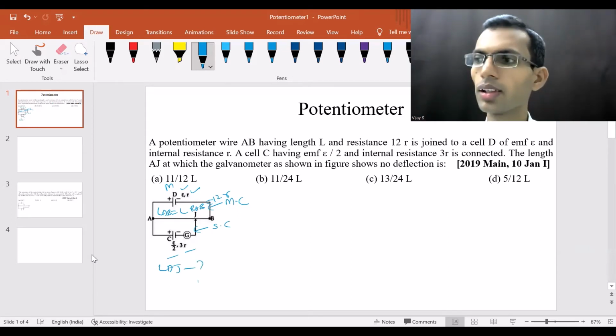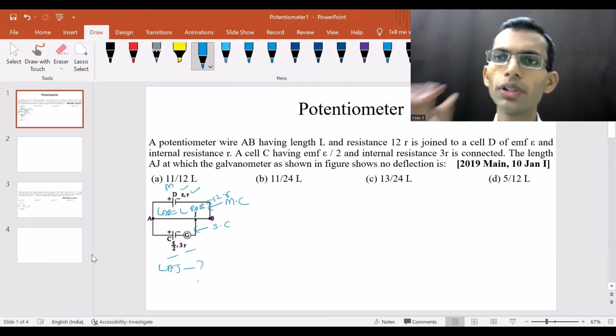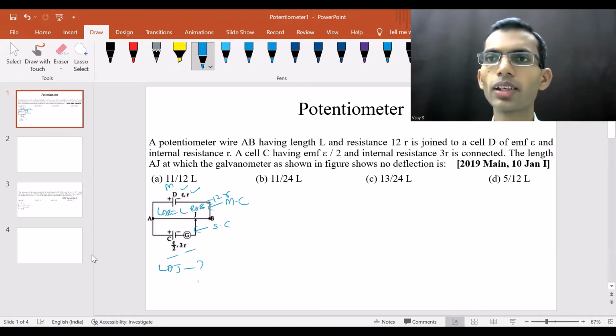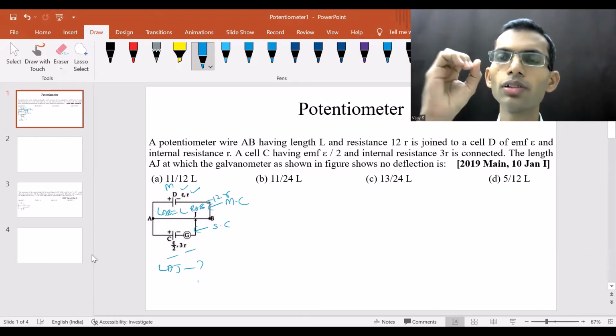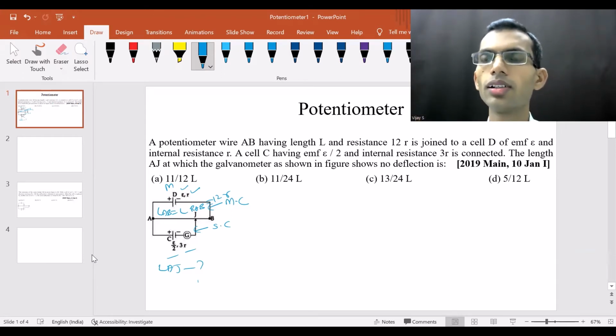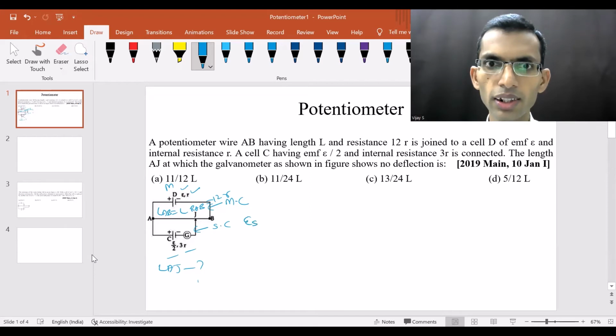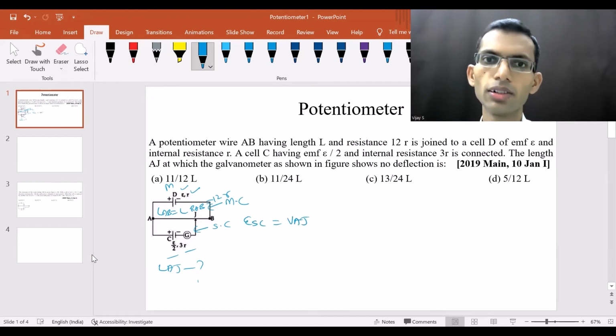Yeah, what is the potentiometer working principle? When the galvanometer shows zero deflection, the cell EMF becomes equal to the potential difference between, which cell EMF? The sub-circuit cell EMF becomes equal to the potential difference between junction A and moving contact J. That means here ESC becomes equal to VAJ.